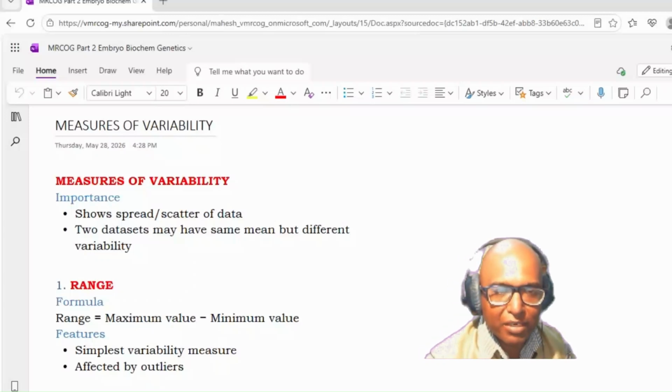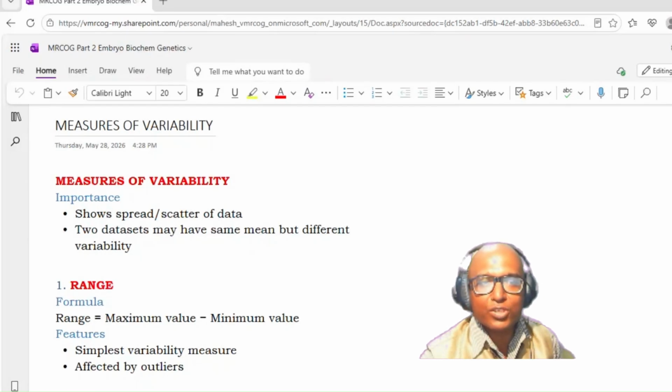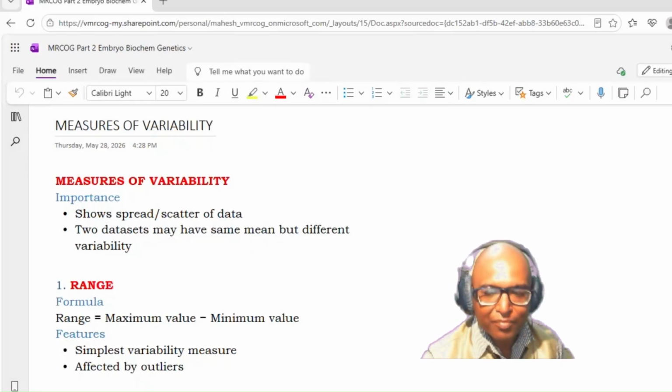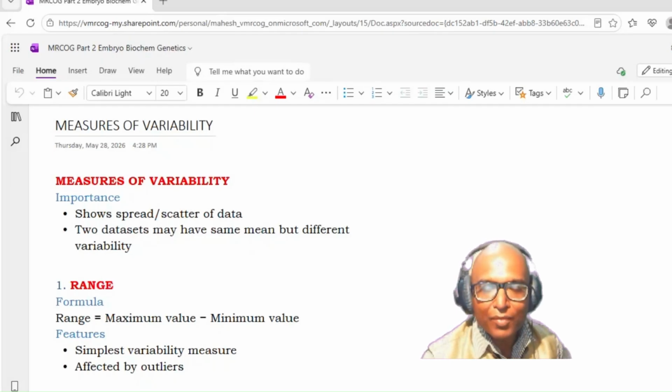We continue with our biostatistics module, and today's topic for the discussion is measures of variability. Last session we have seen the measures of central tendency, how the data is centered around one particular value. Now we are going to see how each observation is varying from each other or varying from the mean.